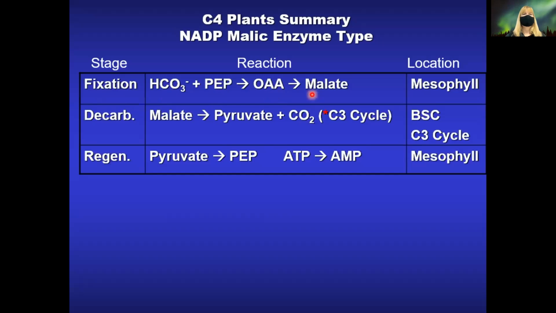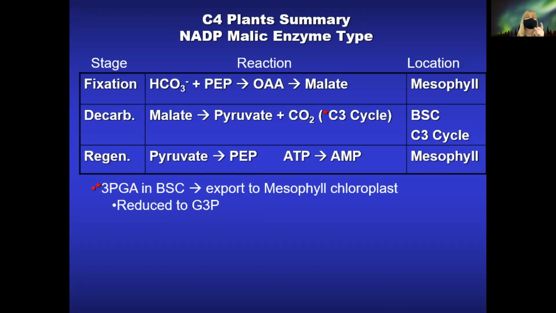Then the malate shifts to the bundle sheath cell, and you get the decarboxylation event where CO2 is cleaved off of malate, and that can go right in. So the CO2 goes right into the C3 cycle. So the C3 cycle is happening in the bundle sheath cells. Pyruvate will shift back to the mesophyll cell to get your acceptor molecule, PEP, up and ready to go to take in, to react with more CO2. Okay, and so I've delineated out where this is all happening.